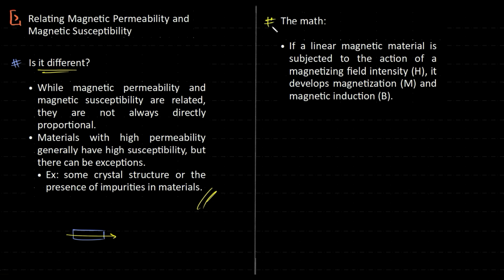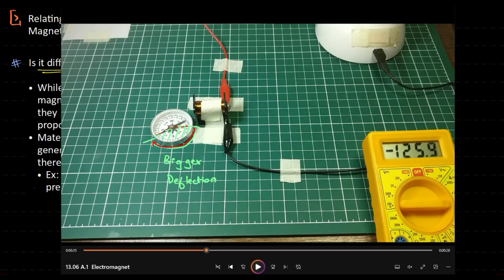So let's look at the math. We're trying to relate mu and susceptibility. Okay. So that's what we're doing. Let me do it here itself. Mu, and this is what we're trying to relate. Now let's consider a linear magnetic material subjected to this external field, and it develops magnetization M and an induction of B. So basically it's something like this.